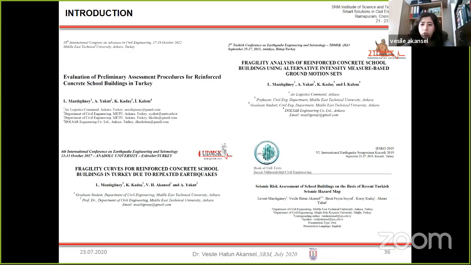Looking at these fragility curves, it's a meaningful study that can be made for Istanbul, for the school buildings. And then we look at the same structures, just looking at what will happen after the main shock, okay? So we also observe the fragility curves by looking at the aftershock effects, okay?